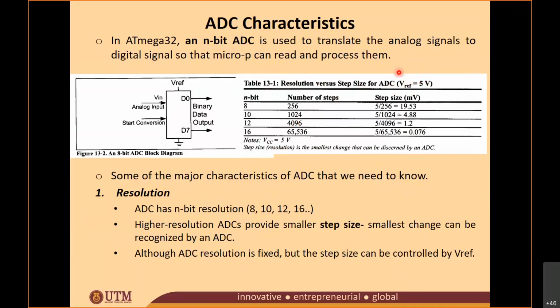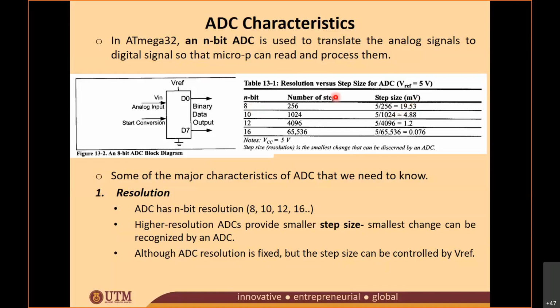For this table 13.1, we just assume that the VREF is 5 volts. This is the resolution. If you have an 8-bit resolution, the number of steps is 256. So how do we calculate the step size? The step size is equal to VREF divided by the number of steps. This means every small change is equal to 19.53 millivolts for 8 bits.